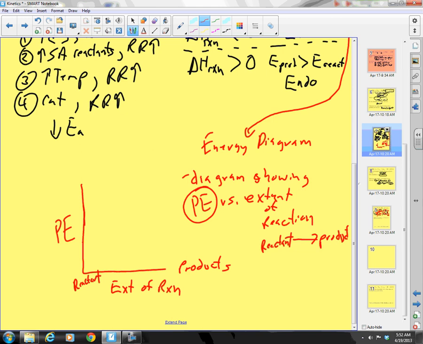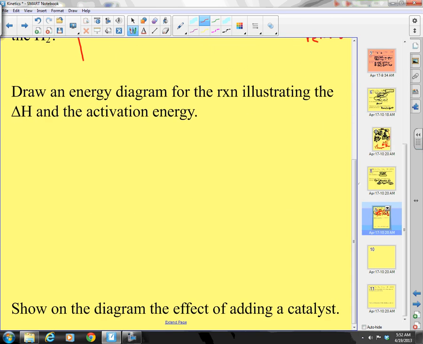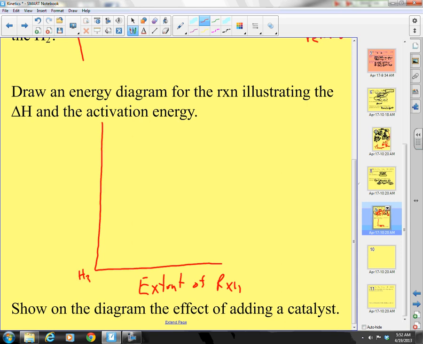What happens is we start over here at reactants, and think about our H. Let's use our I2 and H2 issue here. Oh, I'll tell you what. Let's go back to the question. We'll draw this picture over there. We need to draw this energy diagram. Okay, so what I'm going to have is something that looks like here. This is extent of reaction. On this side, right around here, I'm going to have H2 and I2. And over here, I'm going to have two HIs, okay?